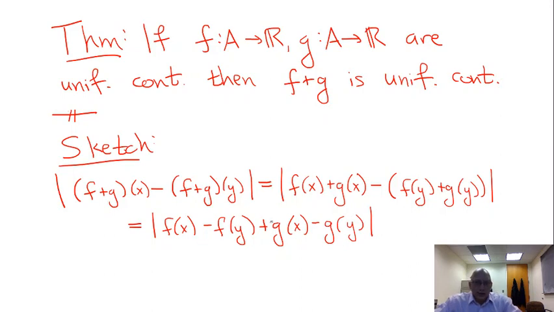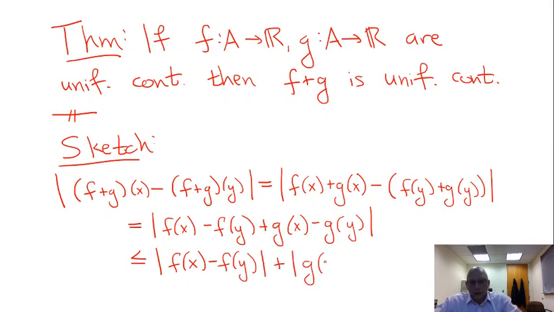At this point it looks very much set up for a triangle inequality, so we'll go ahead and do that. The triangle inequality will give us the absolute value of f of x minus f of y plus the absolute value of g of x minus g of y. Why is this good? I've gone through all this work, and what we see is that we've created terms of the form f of x minus f of y, which I can control, right?